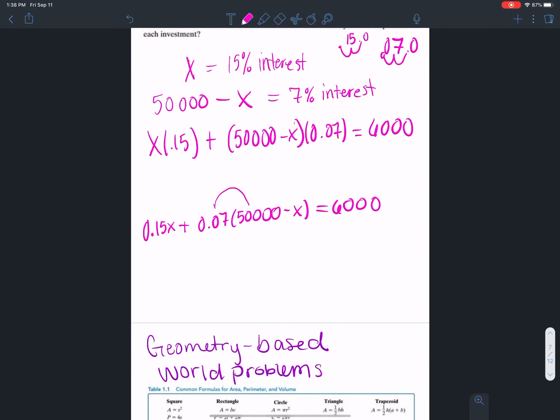So distribute your 0.07 and you get 0.15x plus 0.07 times 50,000, so 3,500 minus 0.07x equals 6,000. Okay, so let's combine our x's. 0.15x minus 0.07x is 0.08x.